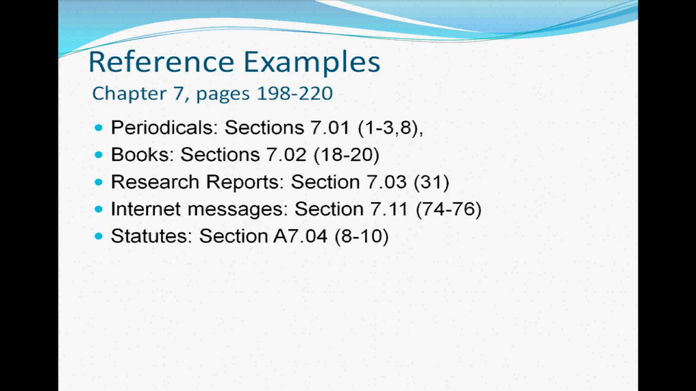Okay, so for your reference list, a good place to see some examples is in Chapter 7. Periodicals are addressed on page 198. If you look at examples, typically I would cite examples 1 through 3 and 8. I think those are the ones you're going to find most frequently. So that's on pages 198 through 200.